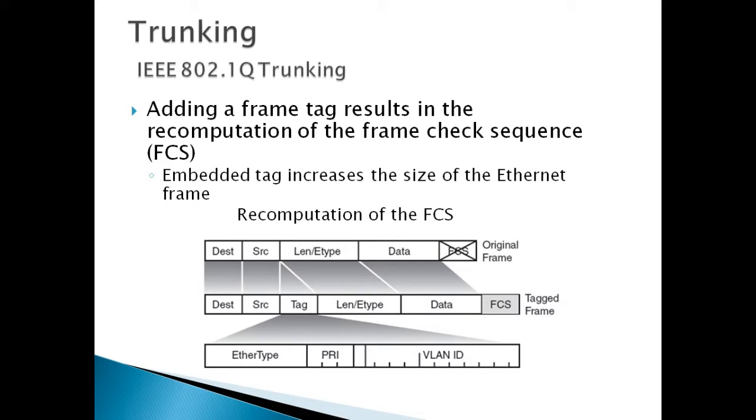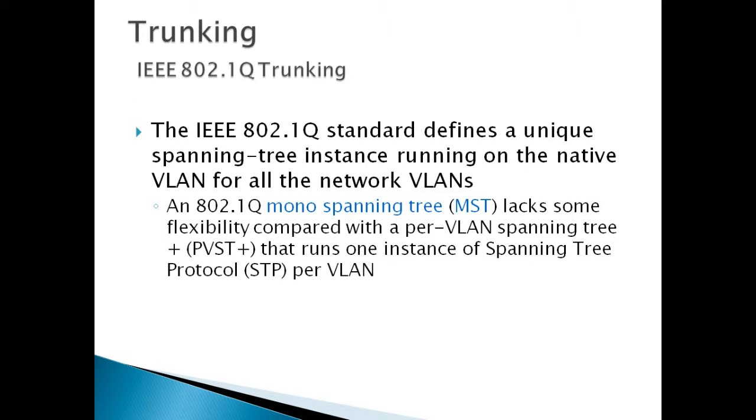Adding a frame tag results in the recomputation of the frame check sequence, FCS. The embedded tag increases the size of the Ethernet frame. The IEEE 802.1q standard defines a unique spanning tree instance running on the native VLAN for all the network VLANs.